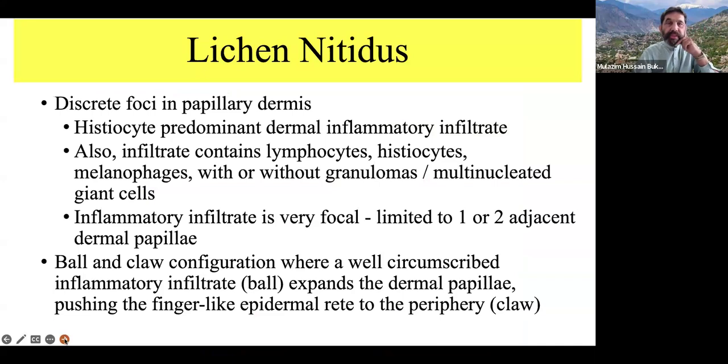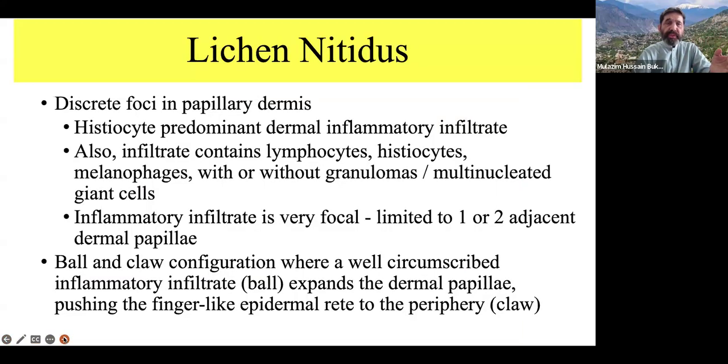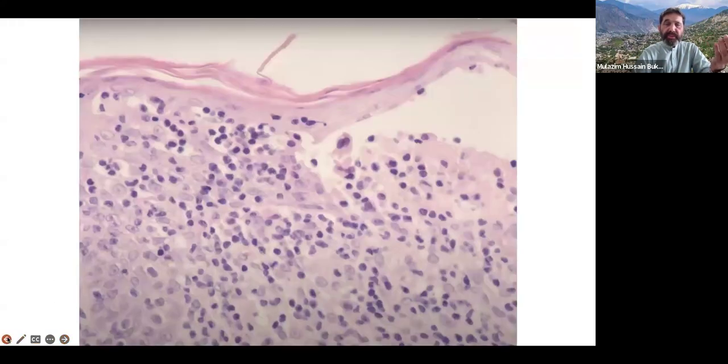Another picture is called lichenoides. It is a similar picture to the one I have discussed, but in this picture you will see giant cells, multinucleated giant cells. In lichen striatus you cannot see them.